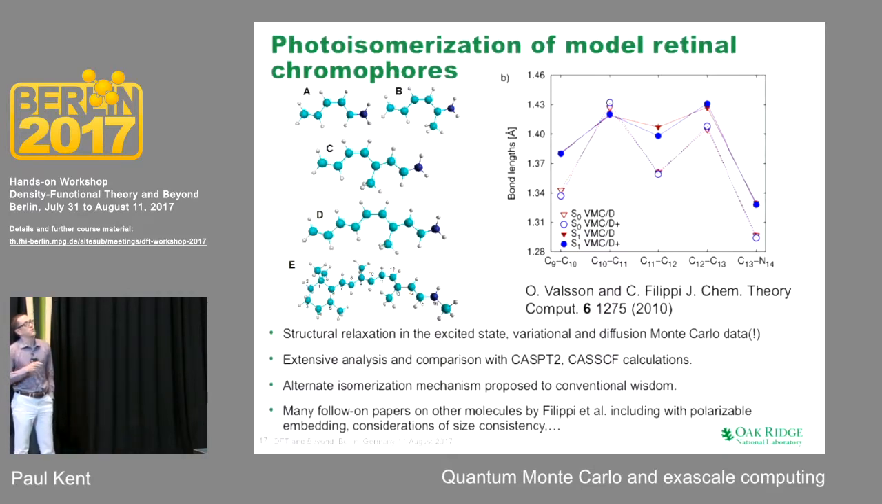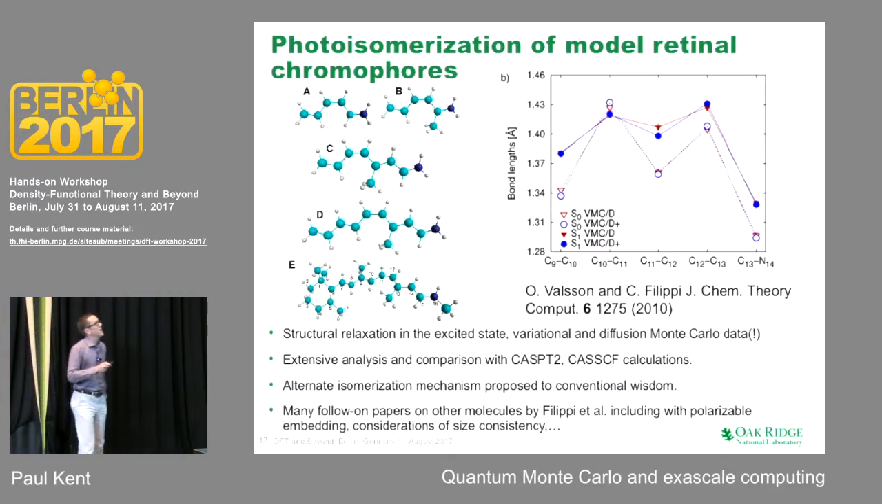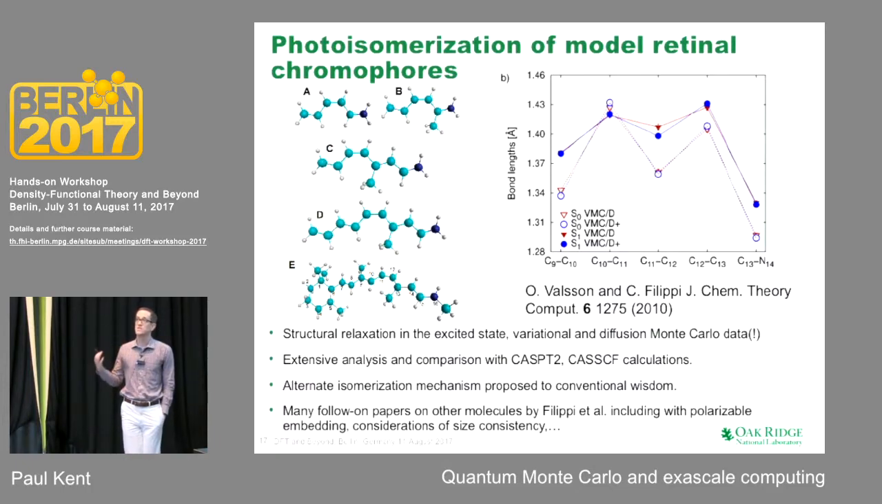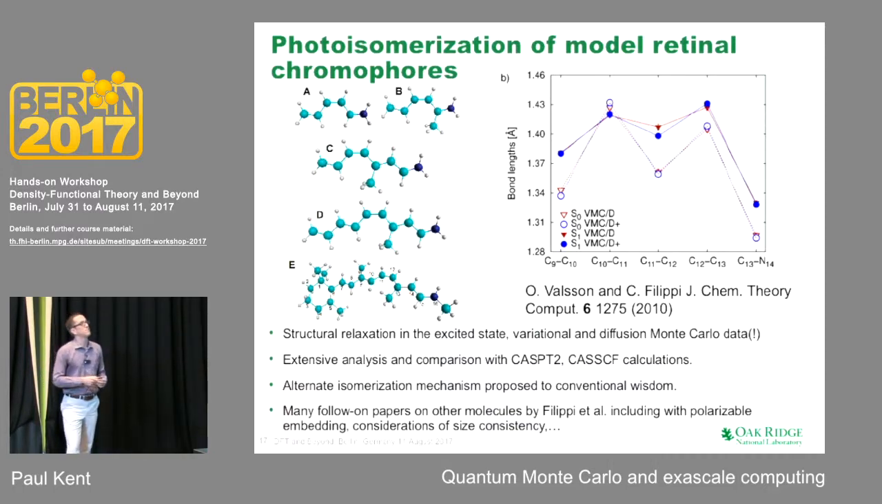Of course, in this work, you do a lot of comparisons with quantum chemistry. And the significance of this paper was that a different photoisomerization mechanism was proposed than what I think was conventional wisdom. And actually, since this has been done, Claudia Filippi and co-workers have done a lot of follow-on work, for example, with polarizable embedding and considerations of size consistency. You want to make sure that the errors are consistent as we do larger and larger molecules. That has to be worked out for these many-body wave functions. So this is really a very sophisticated study.